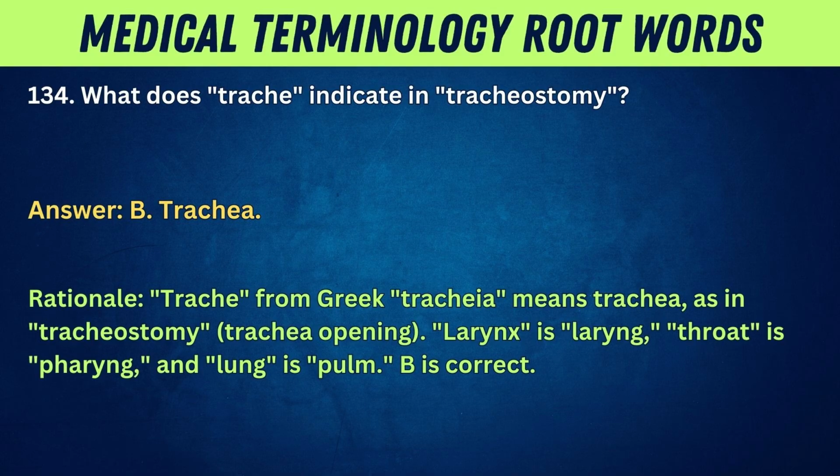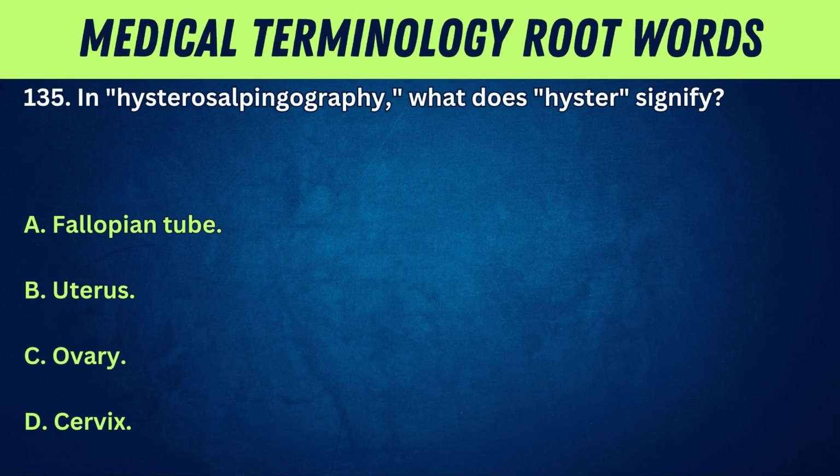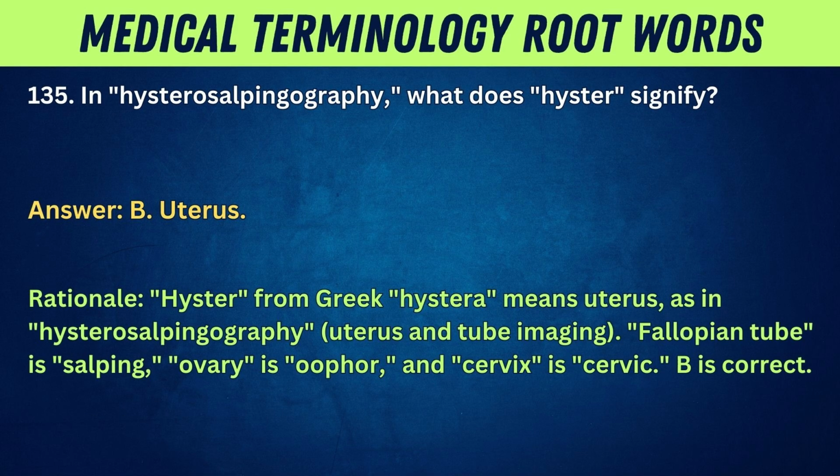B is correct. 135. In hysterosalpingography, what does hyster signify? A. Fallopian tube. B. Uterus. C. Ovary. D. Cervix. Answer: B. Uterus. Rationale: hyster from Greek hystera means uterus, as in hysterosalpingography, uterus and tube imaging. Fallopian tube is salping, ovary is oophor, and cervix is cervic.